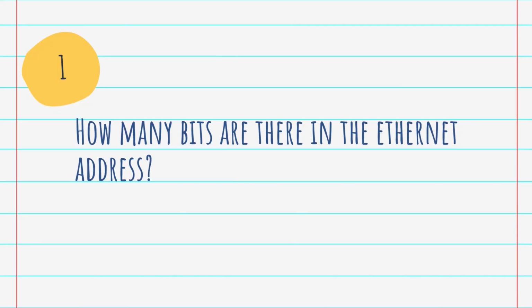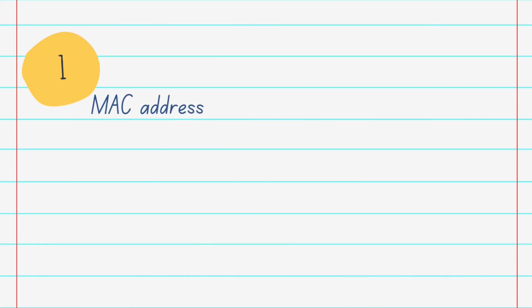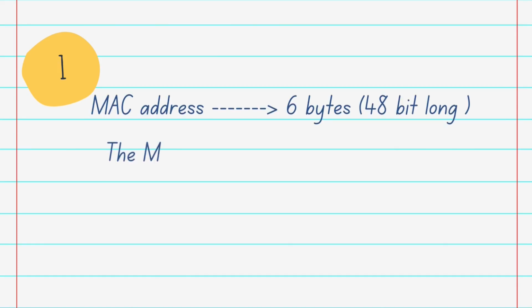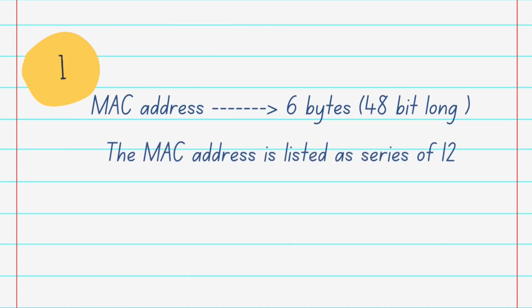So question number 1 is, how many bits are there in the Ethernet address? Answer is 48 bits. Ethernet address is also called the MAC address, that is media access control, which is 6 bytes, that is 48-bit long binary numbers. For convenience, most computers list MAC addresses as 12-digit hexadecimal numbers.